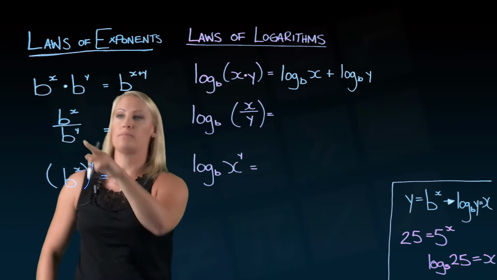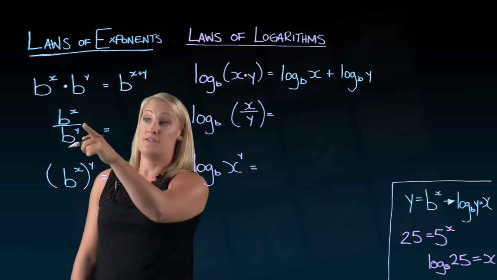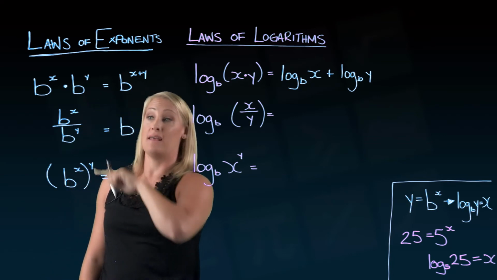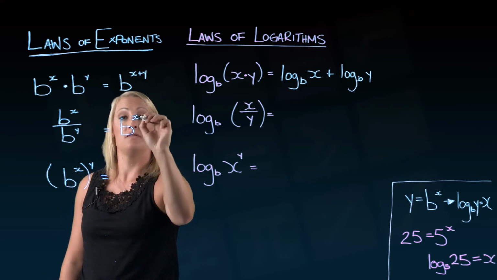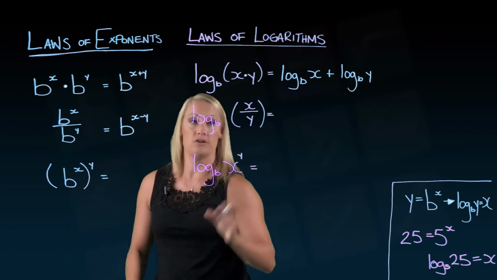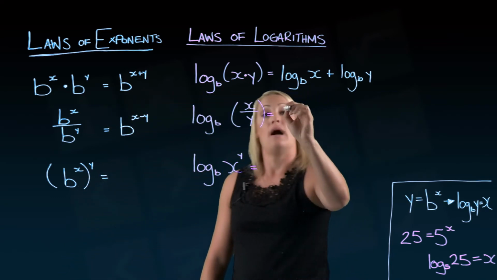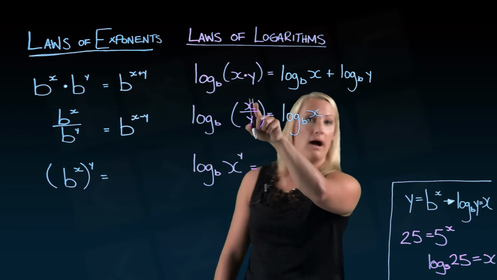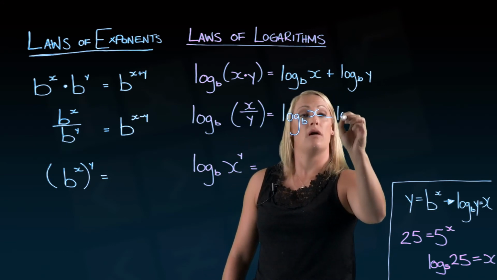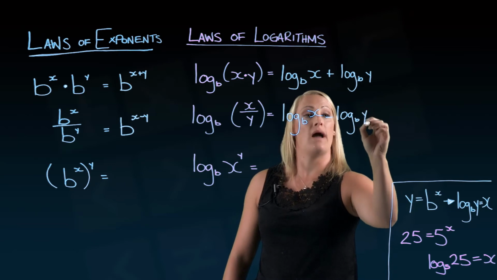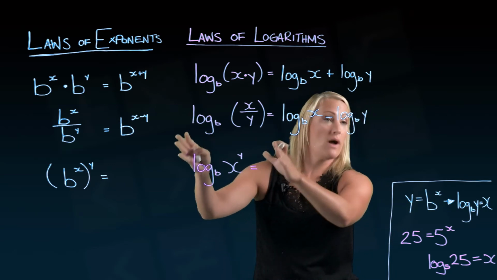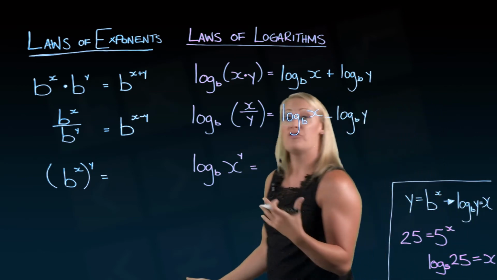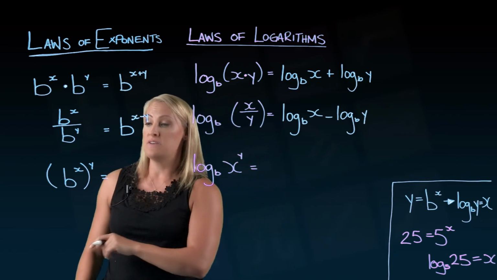Let's take a look at another one. So I've got b to the power of x divided by b to the power of y. And what I hope, again, you know already is when I'm dividing, I subtract exponents. So I'm going to write x subtract y in that situation. So over here, it translates again. I'm going to write log base b of x, because that's on top, subtract log base b of y. So again, that allowed me to take one logarithm with more than one variable in it and expand it into multiple logarithms.